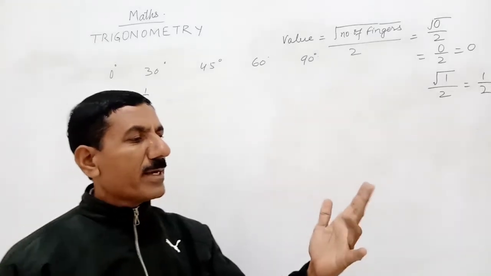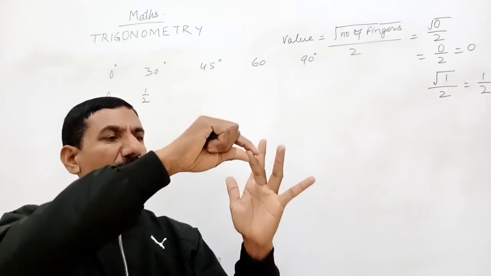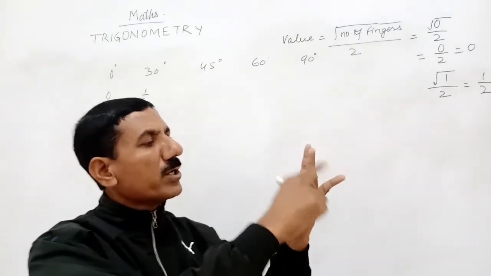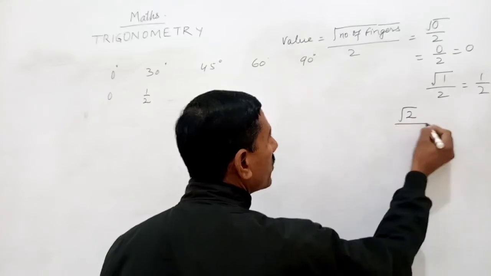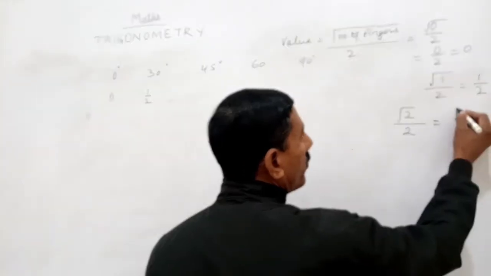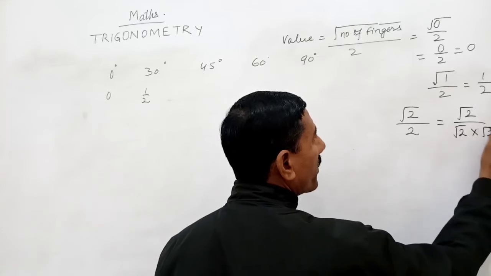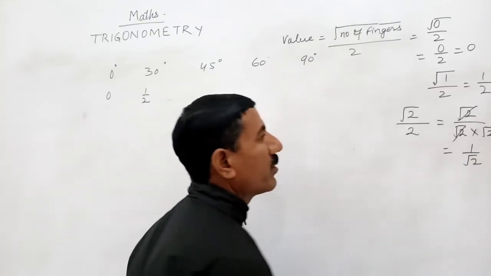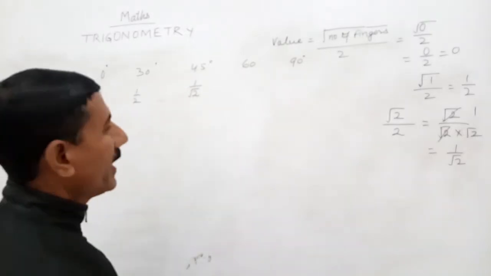In the same way we find 45 degree. Which finger is 45 degree? This finger is 45, the middle finger. Now fold it and count the right hand side fingers, number 1, 2. It means 2 fingers on the right hand side. So right here number of fingers 2 upon 2. Root 2 upon 2 can be written as root 2 into root 2, and root 2 will be cancelled, so it will give 1 upon root 2, the value of sine 45 degree.